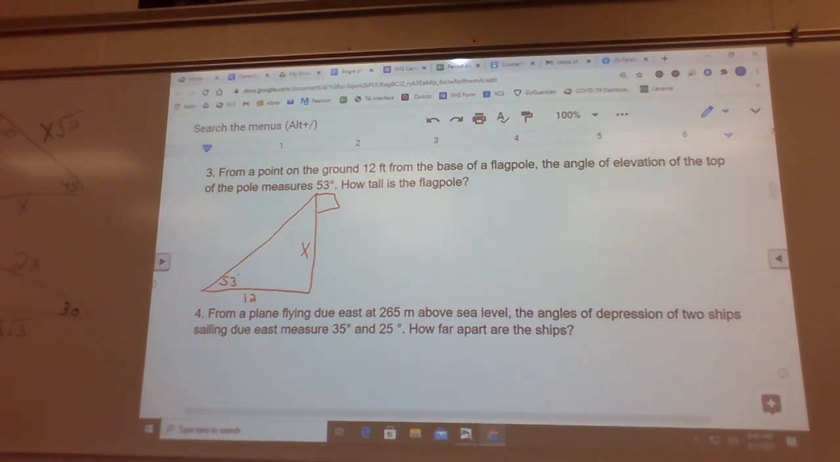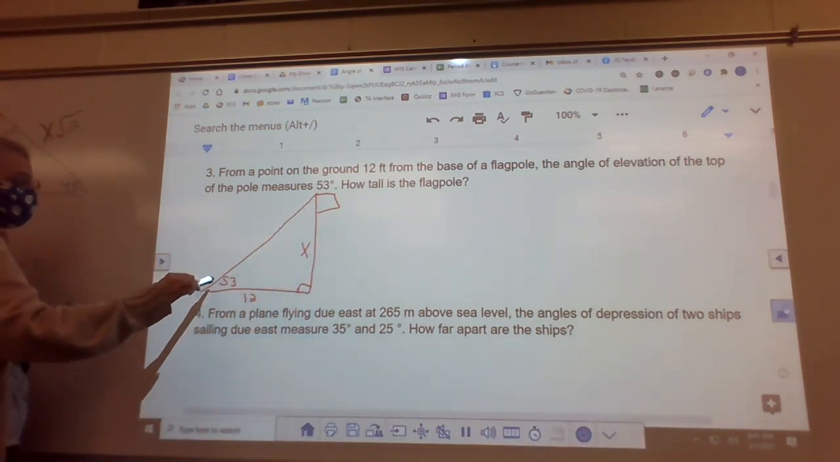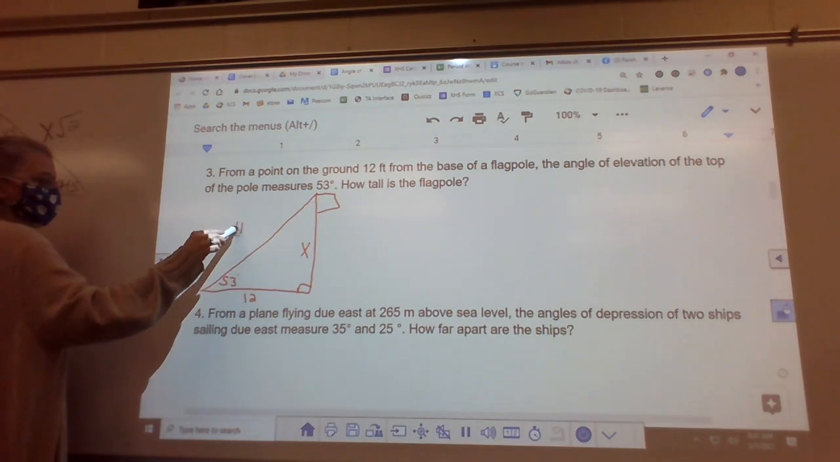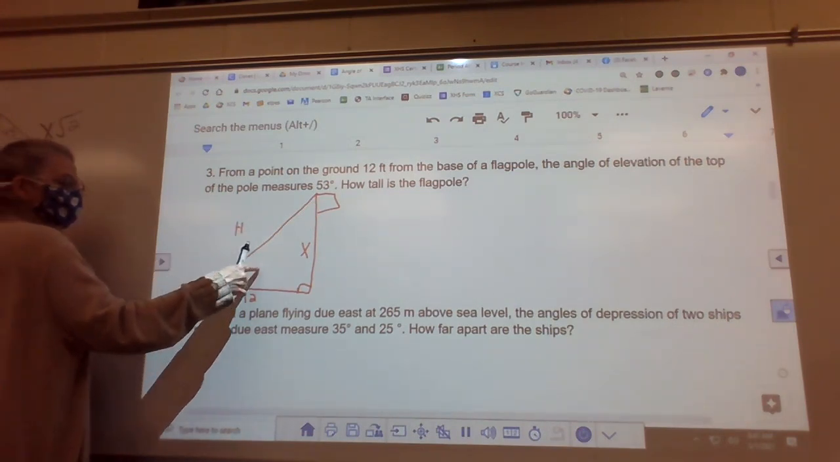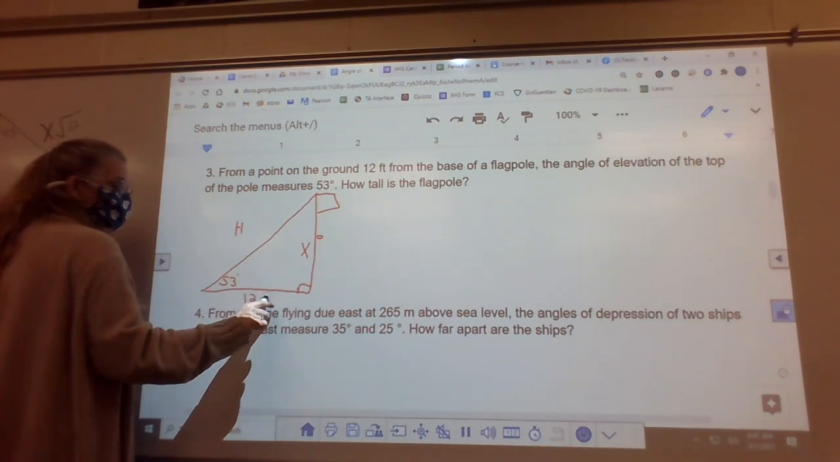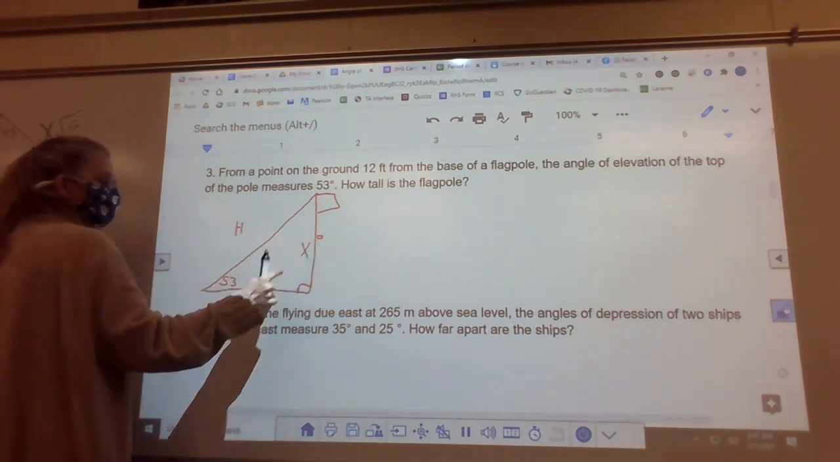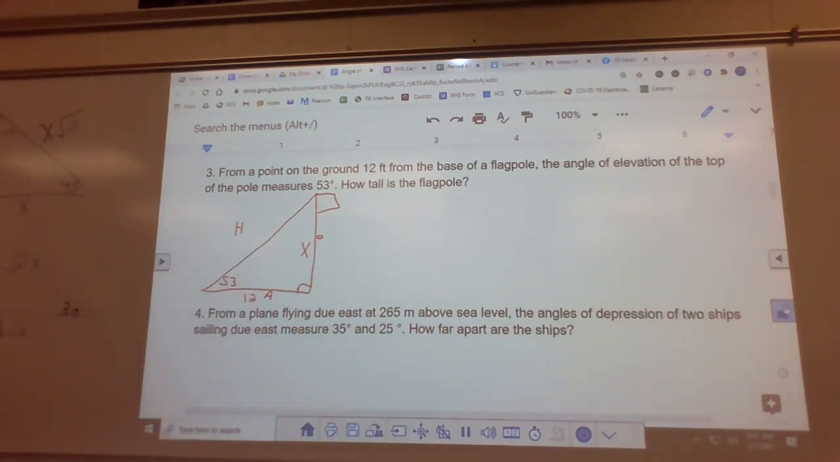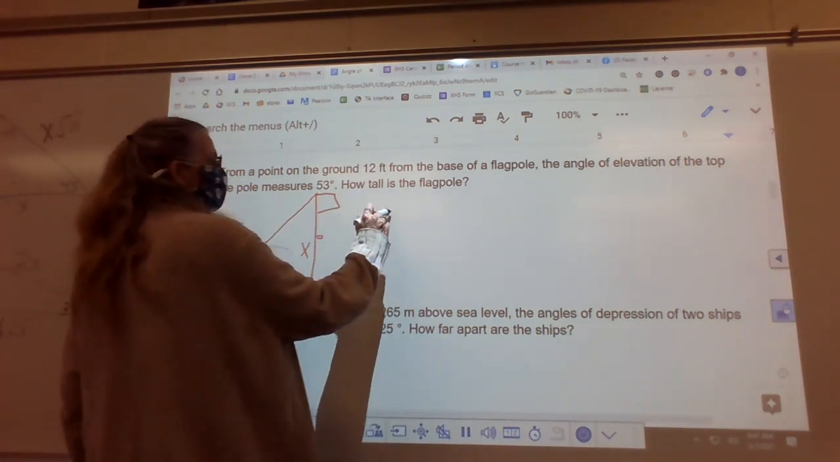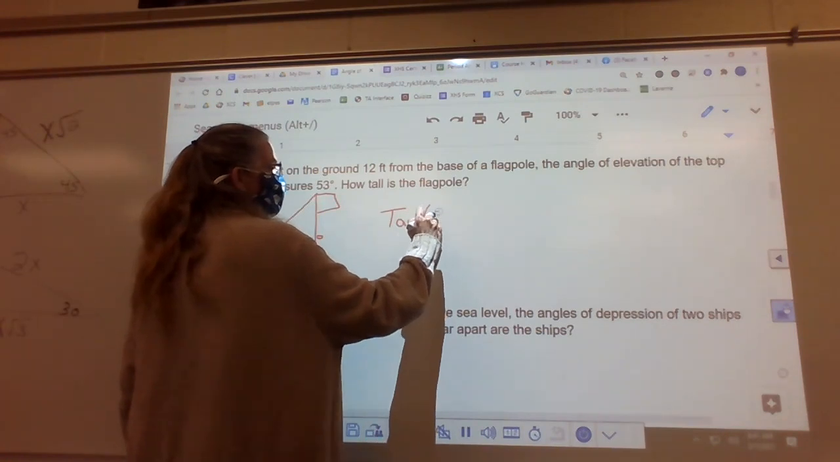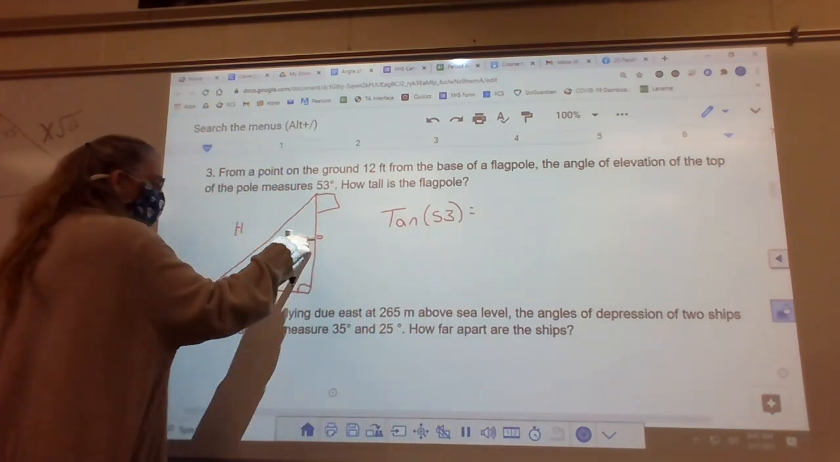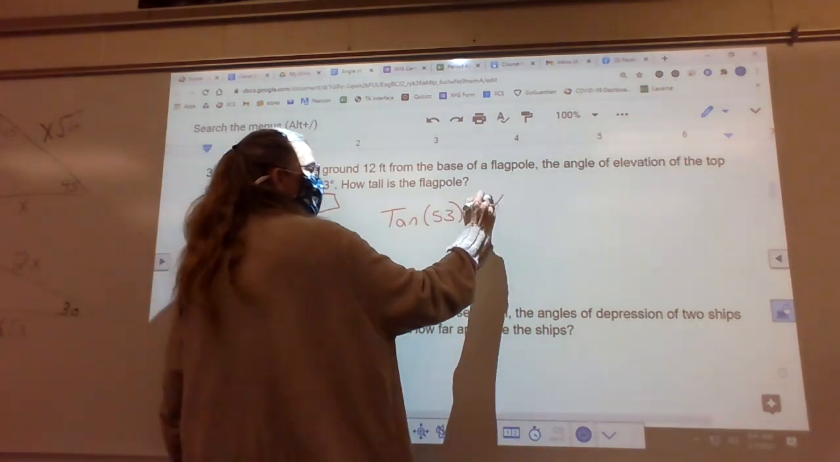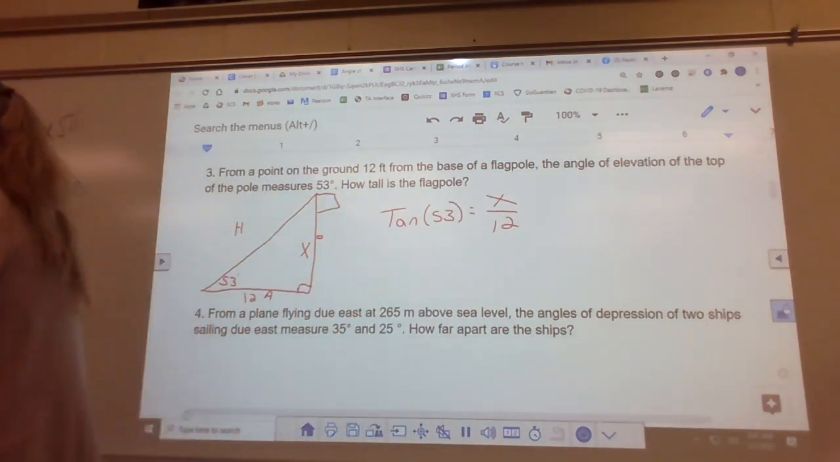Now I want to figure out the trig function again. Well, here's my 90. So this time the hypotenuse, there's nothing there. So I can't use hypotenuse. I have my angle. So this must be opposite, this must be adjacent. So which trig function am I going to be able to use? Because I have an O and an A. What trig function is that? Tan. So tangent of 53 degrees equals O over A, X over 12. There's my setup.